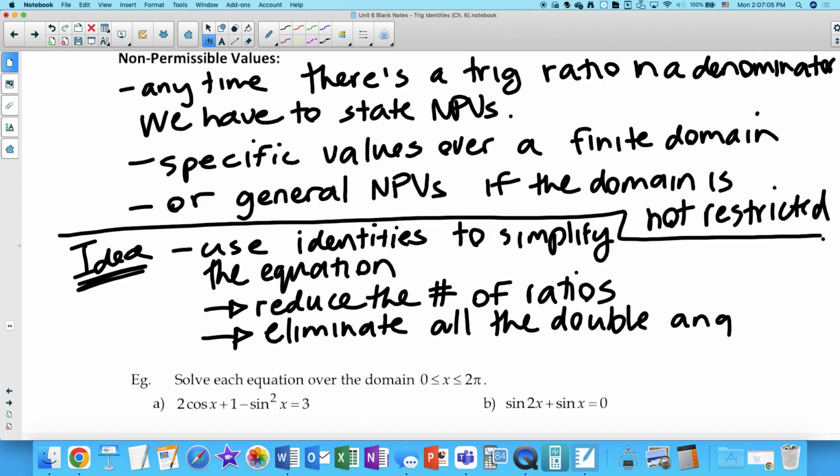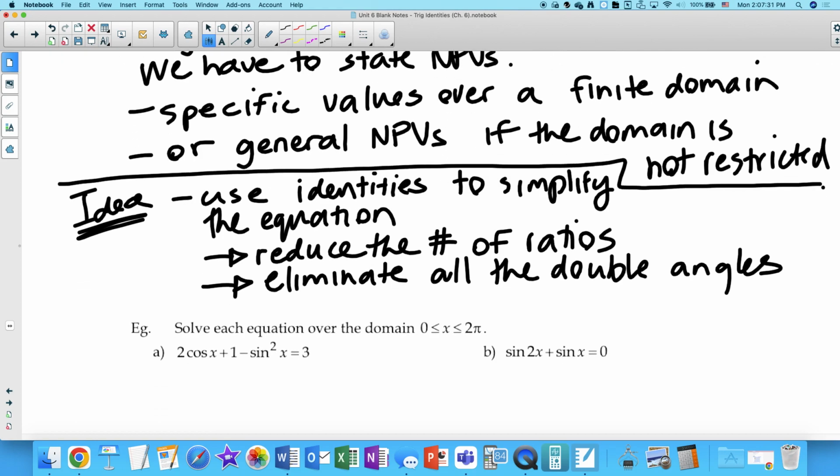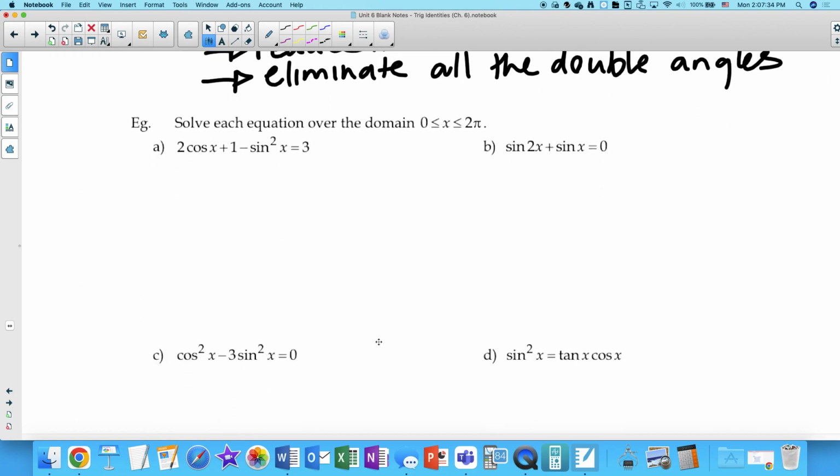Okay. And then after that, we're going to treat them the same way we did in our last unit, where you essentially have to factor the equation and then solve each piece separately, right? So that part is not different. This extra step is to use an identity to turn it into an equation that's factorable, okay? So for example, let's say we are asked to solve these equations over this domain.